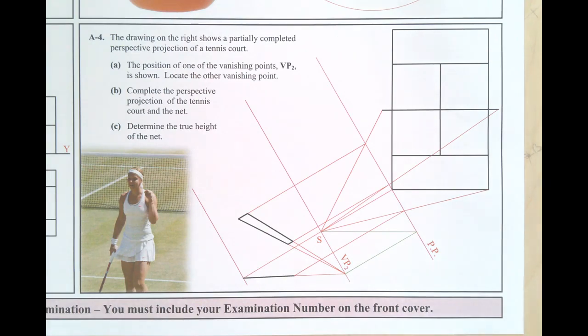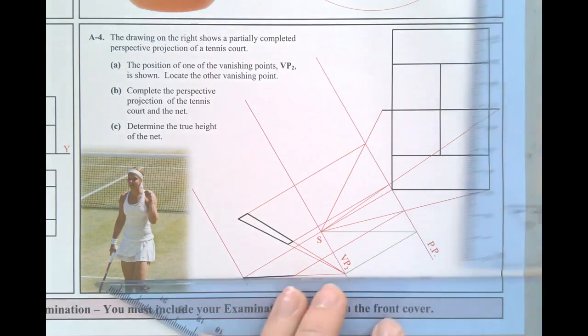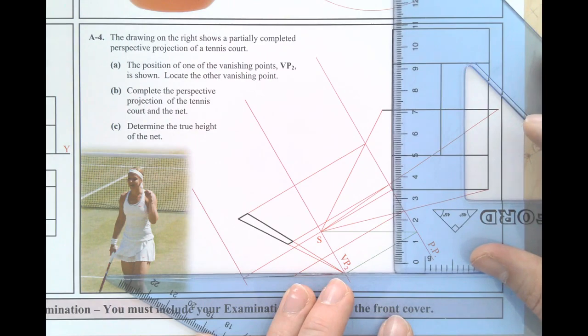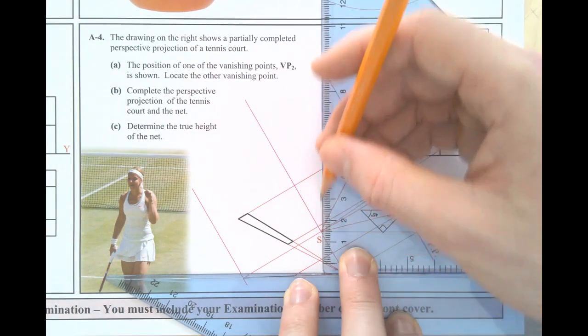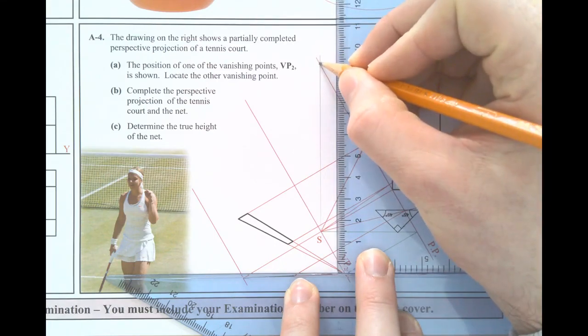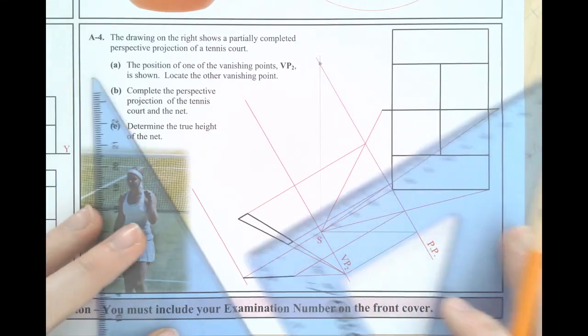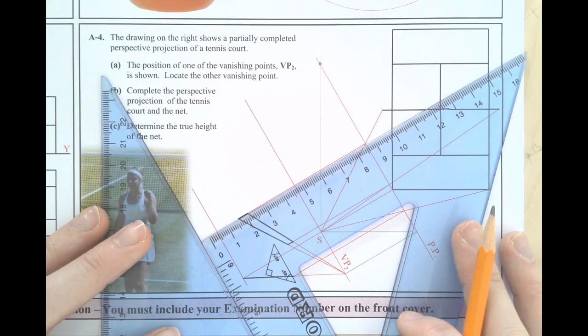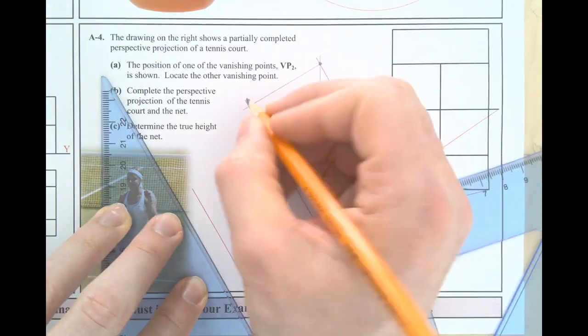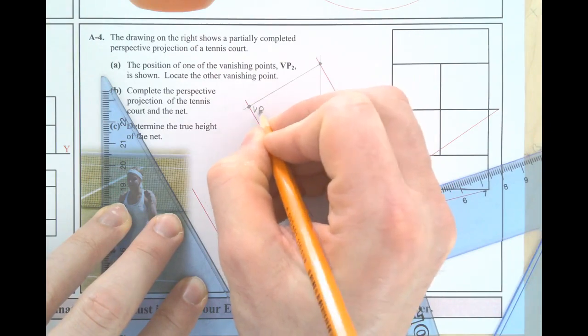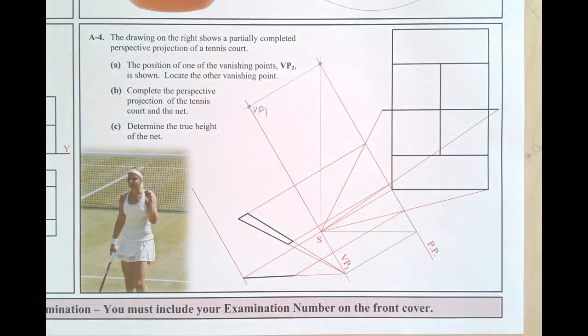Okay, so very easily to locate the other one, we go parallel to the side of the tennis court from S until it hits the picture plane. So that point there is my vanishing point in the picture plane, and then I drop it straight down to the horizon line, and that gets me VP1 on the horizon line. Okay, so that's part 1A finished.